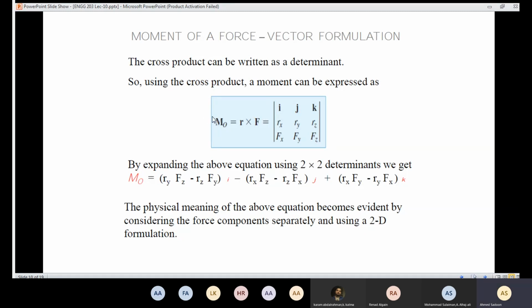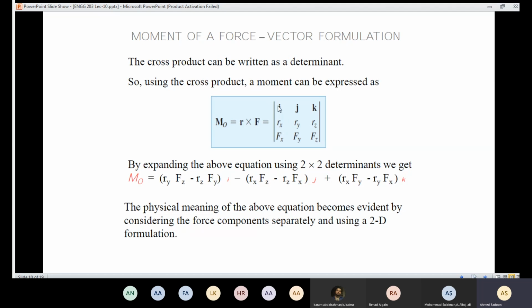So here, instead of C vector, we are going to put M. Instead of A vector, we are going to put R. And instead of B, we are going to put F. So we could express this as a determinant. We are going to get the determinant of I, J, K. Here we used to have Ax, Ay, Az. Here we are going to replace the A with R, and we are going to replace the B with F. So the moment vector equals R vector, which is the position vector, cross the F vector.